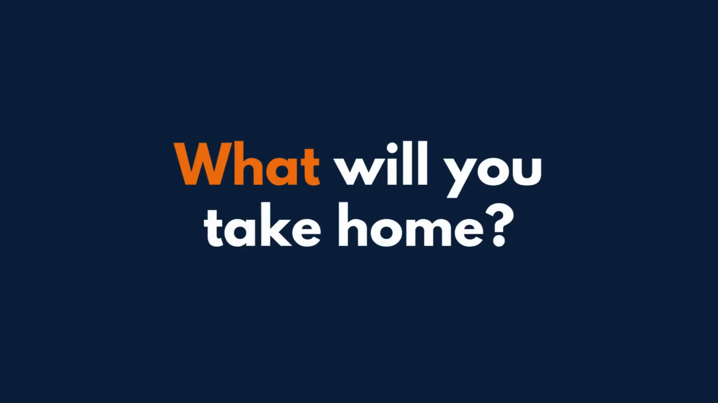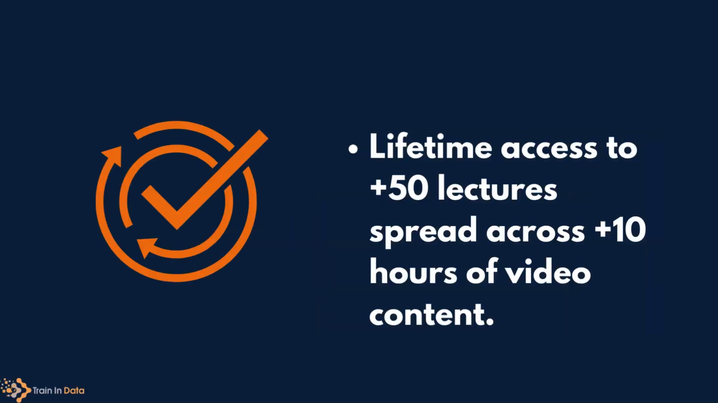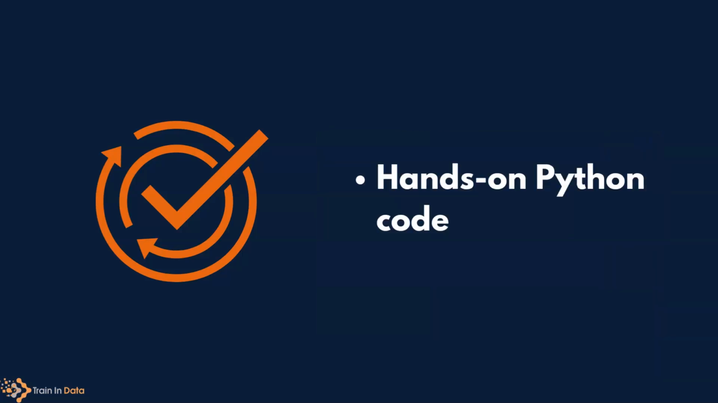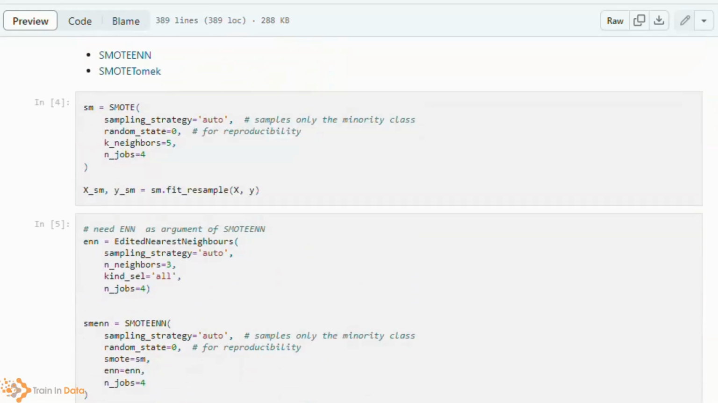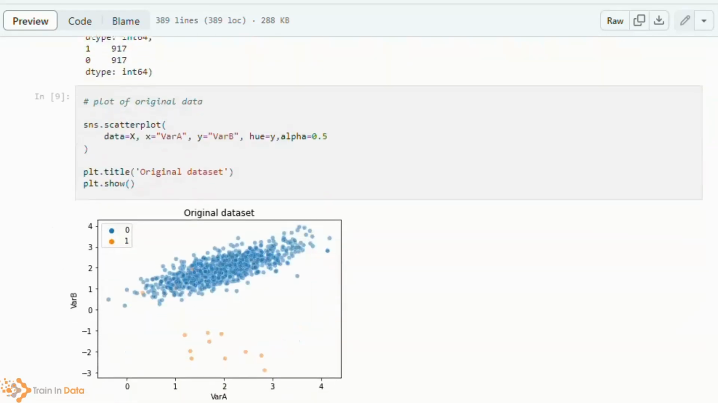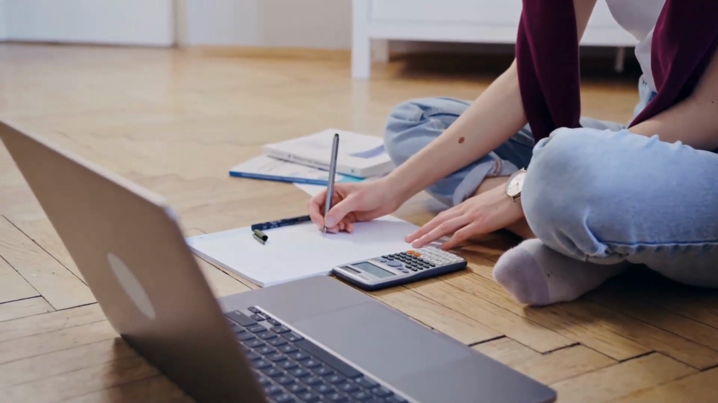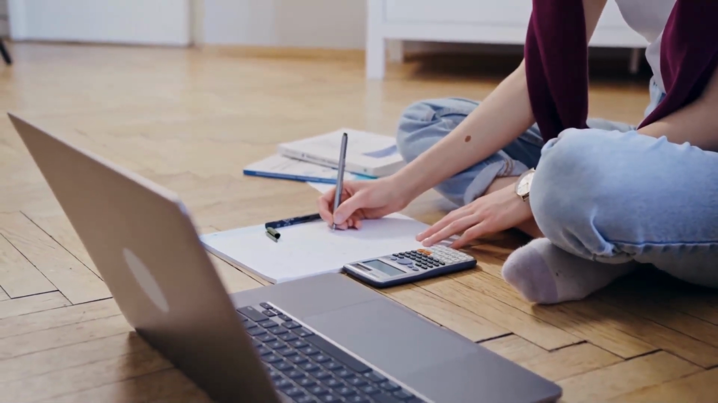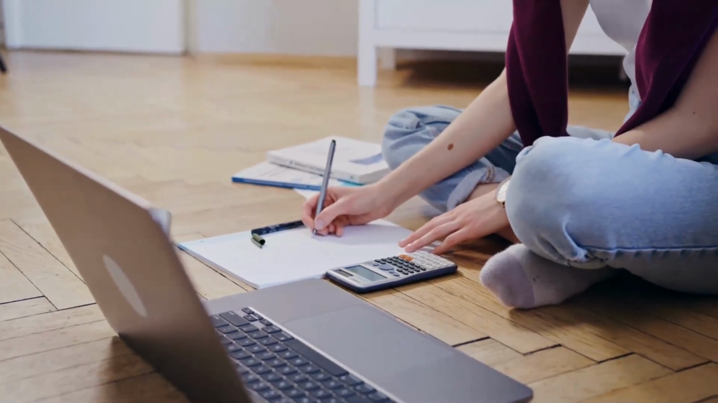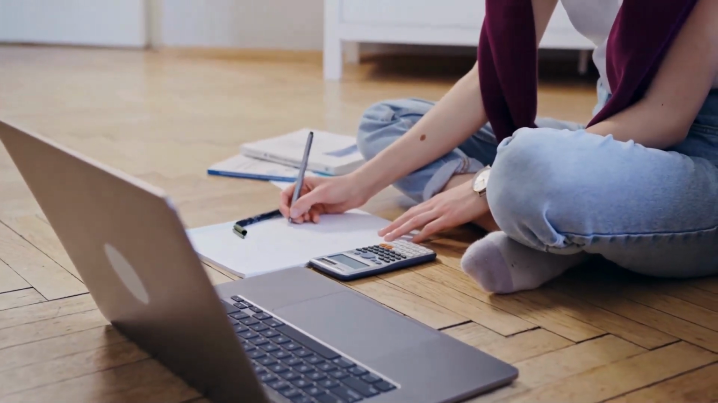So what will you take home? With this course, you will get lifetime access to over 50 lectures spread across more than 10 hours of video content. All topics include hands-on Python code examples that you can use for reference, practice, and reuse in your projects, so you will get lifetime access to the materials, ensuring that you're always up to speed with how to tackle imbalanced datasets in machine learning.